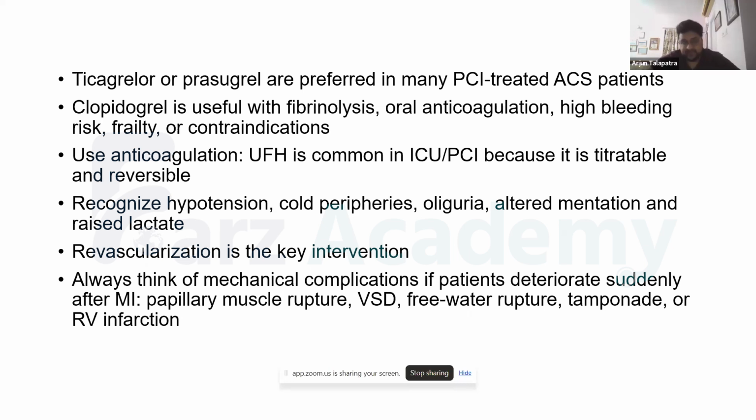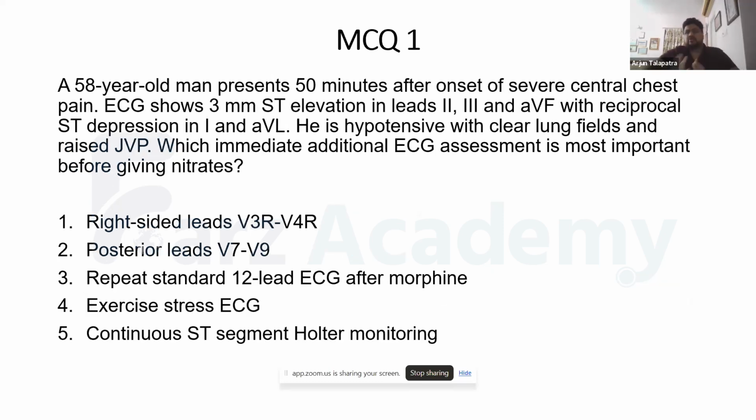We spoke about cardiogenic shock, the different stages of cardiogenic shock, the SCAI classification, the importance of revascularization in cardiogenic shock, and also mechanical complications. What are the important mechanical complications, how you pick them up, what the different clinical features are, and also how you treat them.